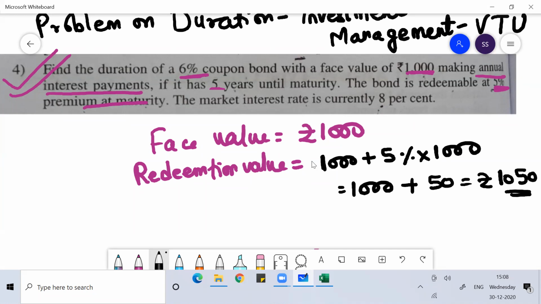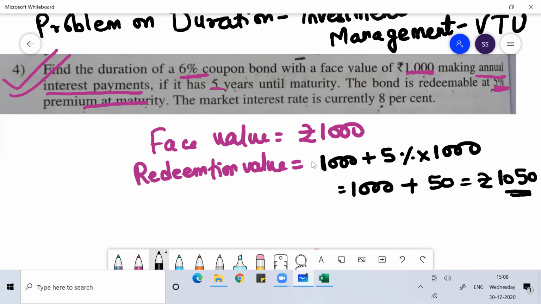Whenever nothing is given about the market demand and supply for the debt instrument, here they have mentioned clearly redemption. Redeemable means that whenever it matures, it will mature at a 5% premium. The face value was 1000 rupees, so it will mature at 5% extra on the 1000 rupees. If they had mentioned a discount, you would have subtracted it. Redemption value and face value both mean the same thing.